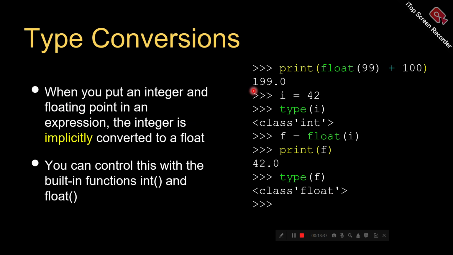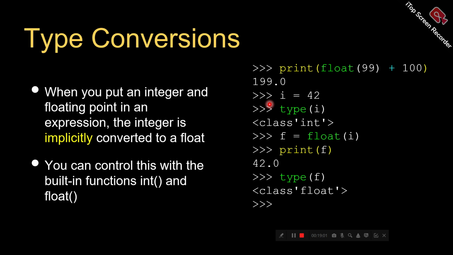Now type conversions. So 99, we have the integer. Now I want to convert my integer into a float value. So it will convert it to 99.0, and then the addition of 100. So float plus integer will always give you a float value. If you add float plus integer, it will always give the float value.